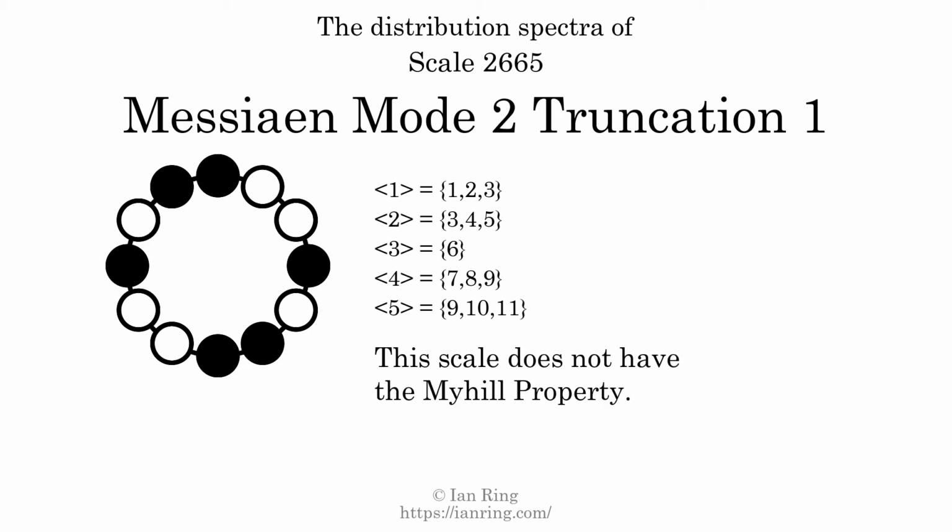If every spectrum has exactly 2 specific intervals, we call that the Messiaen property. This scale does not have the Messiaen property. Since the generic interval ranges do not overlap, this scale is proper, but it is not strictly proper because some specific intervals appear in more than one spectrum.